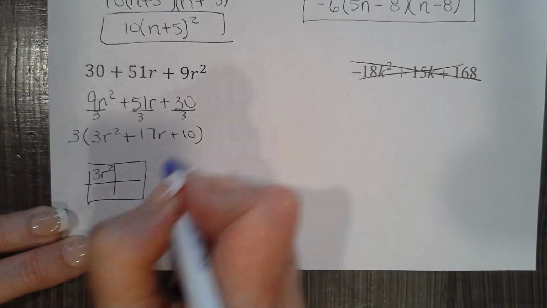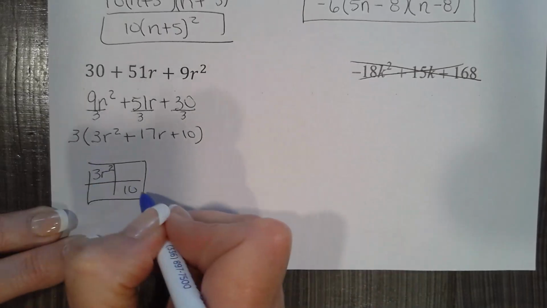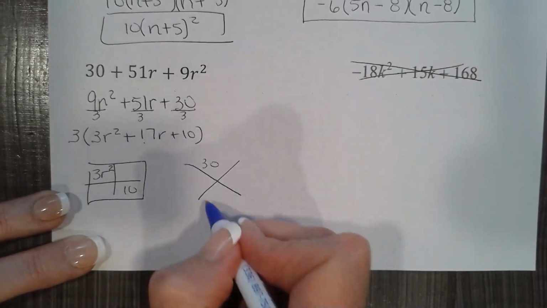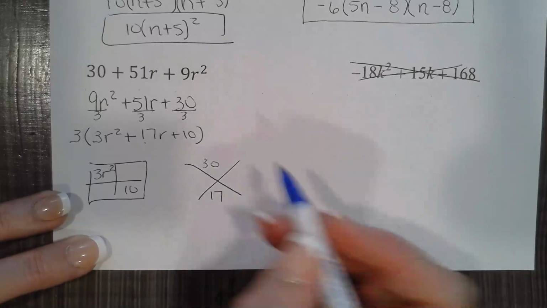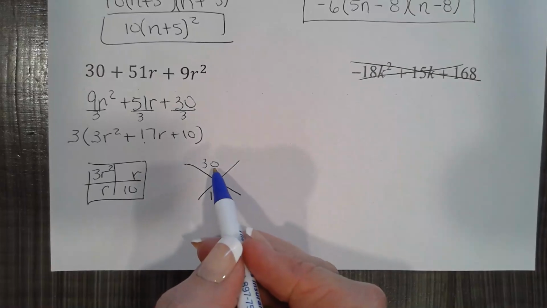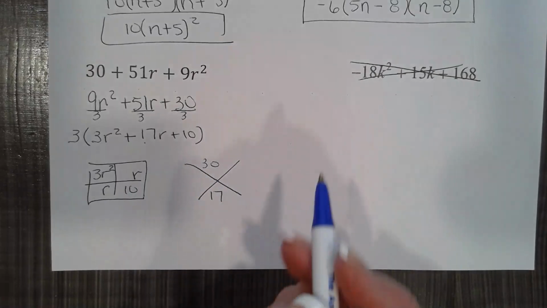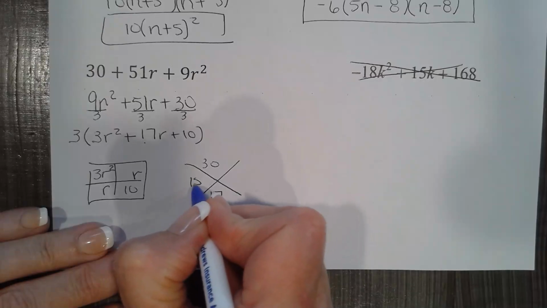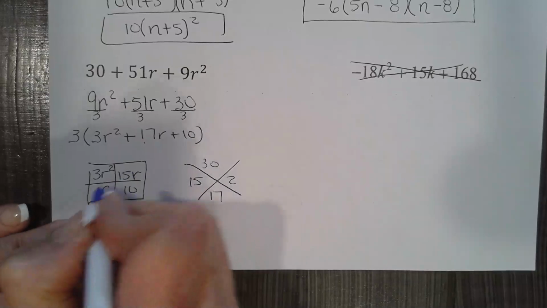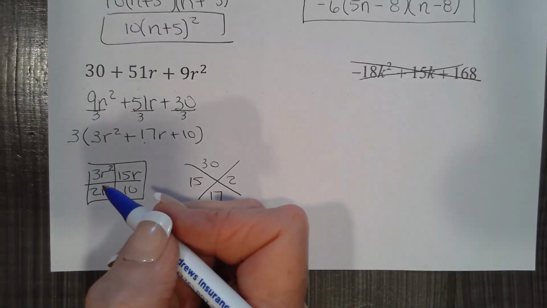3r squared goes there, 10 goes there. We're going to multiply, and when we do, we get 30. And then 17 is what I'm adding to get to. And let's put our r's here. So I need factors that multiply to get to 30, but add to get to 17, and they are 15 times 2. Let's put our 15 in there and our 2 in there.